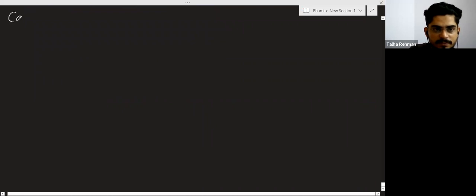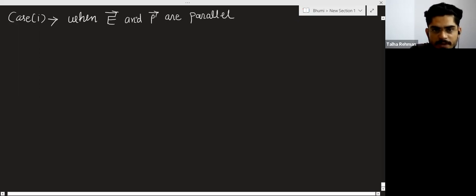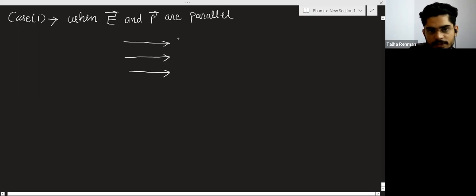Now, case first is when electric field E and dipole moment P are parallel. When E and P are parallel, it means electric field is like this, and dipole moment is also like this, and theta is the angle. Then theta will be 0 degree.